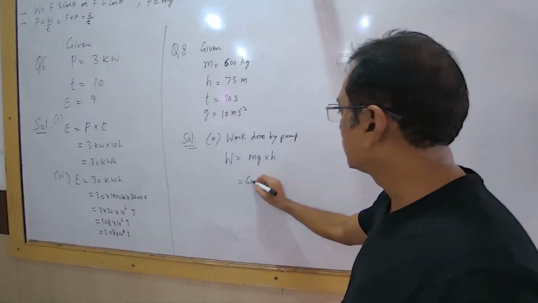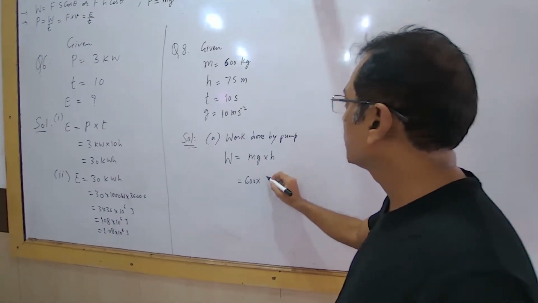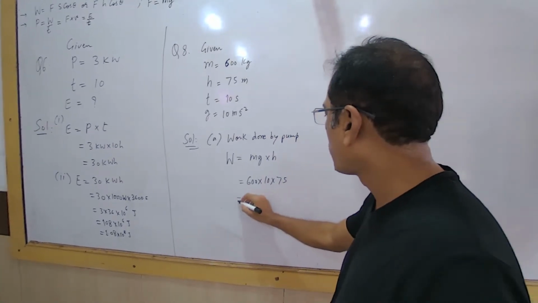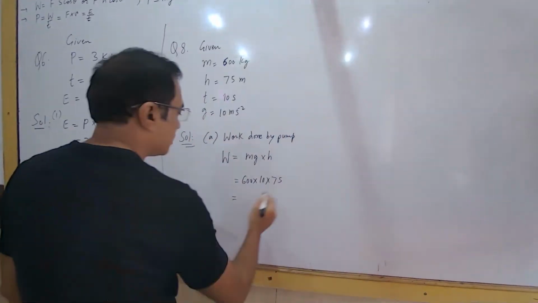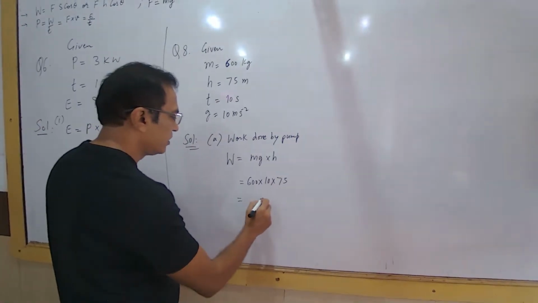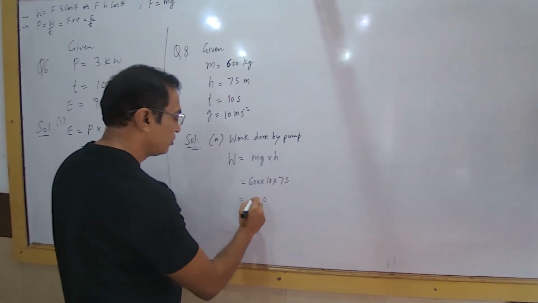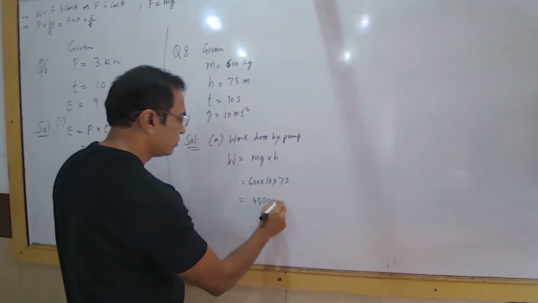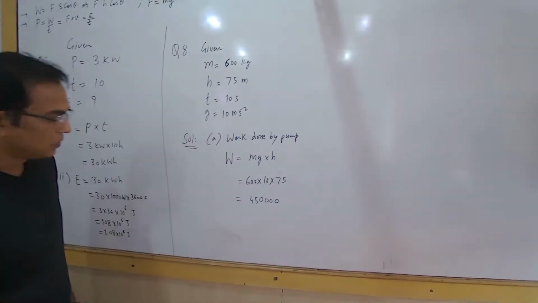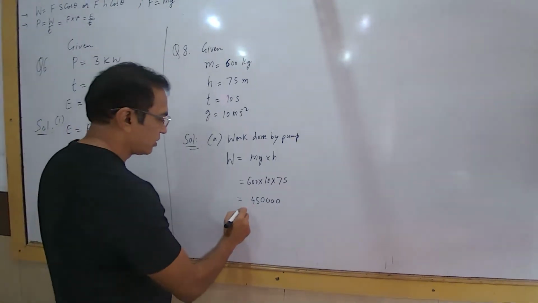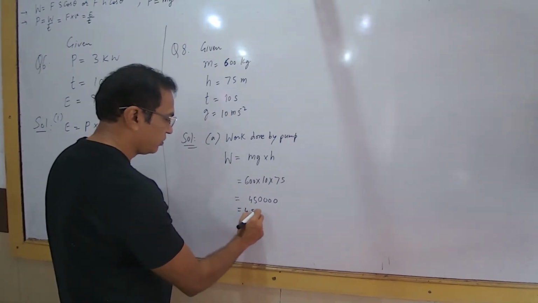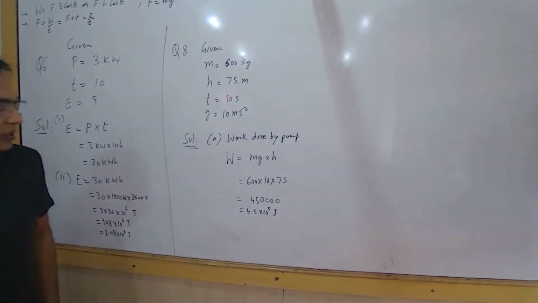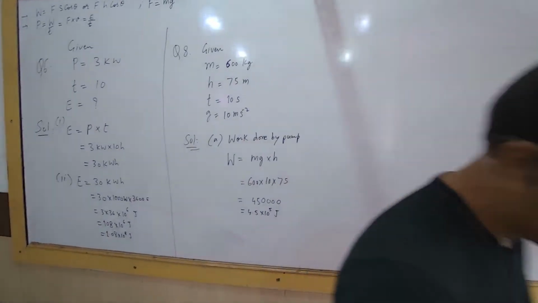So it is 600. g you have to take as 10. h is 75. How much is this? 6 5s are 30. 6 7s are 42 plus 3 is 45. 450, then 0 0 0, which is equal to 4.5 into 10 raised to 5 joules. Correct. So this is 4.5 into 10 raised to 5 joules. So this is part A.